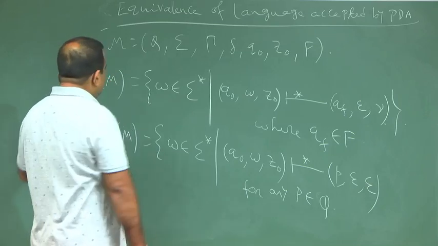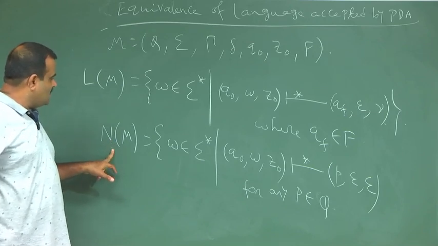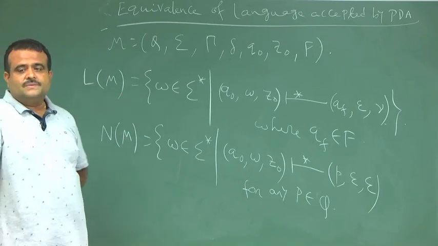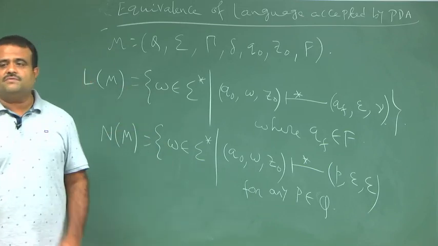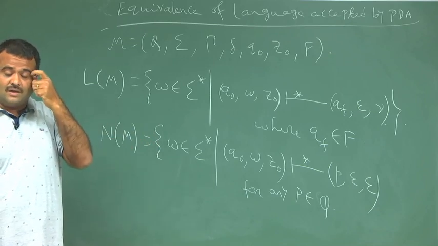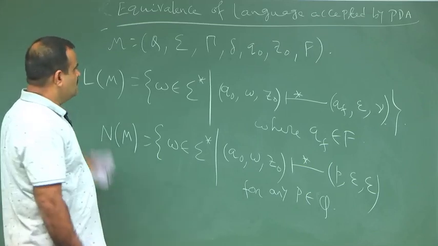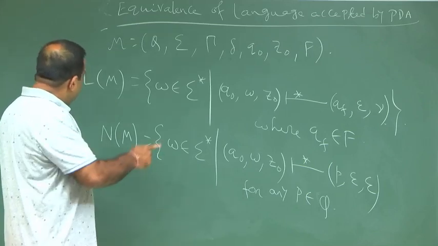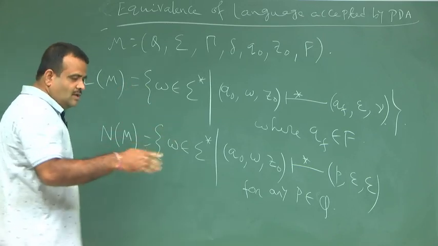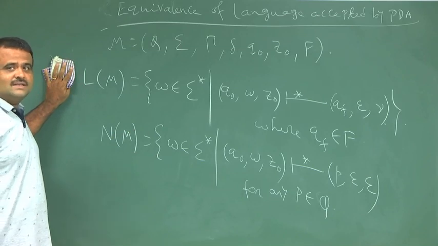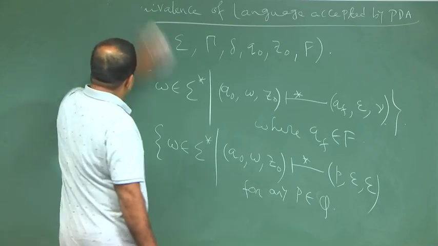Now, we will see the equivalence between these two. In the last class, we saw that if a language is accepted by empty stack, then we have a corresponding PDA which accepts it by final state. Today we will discuss that if we have a PDA accepting the language by final state, then we can construct a PDA which accepts the same language by empty stack. So let us try to do that.